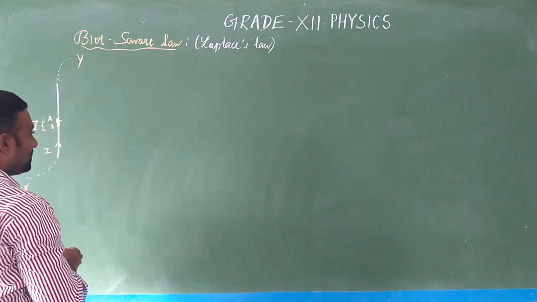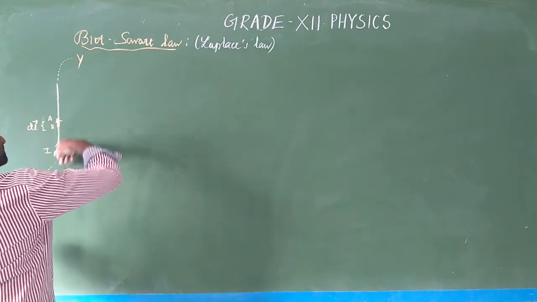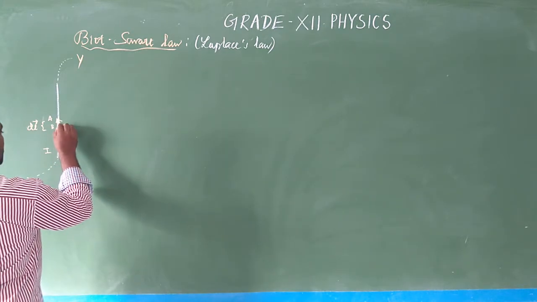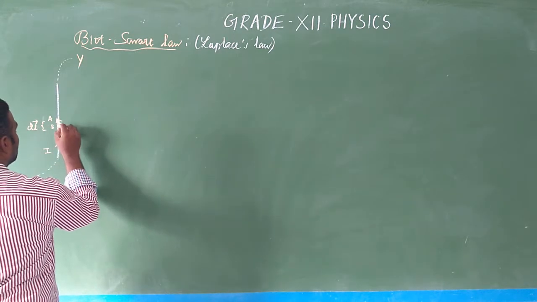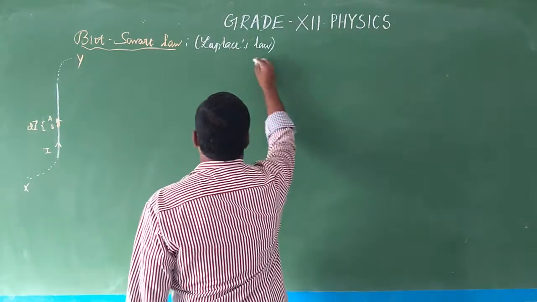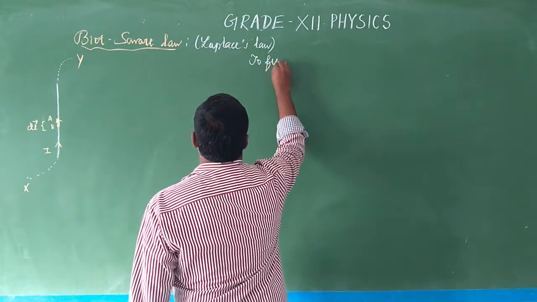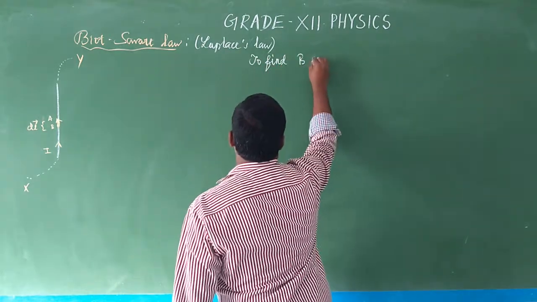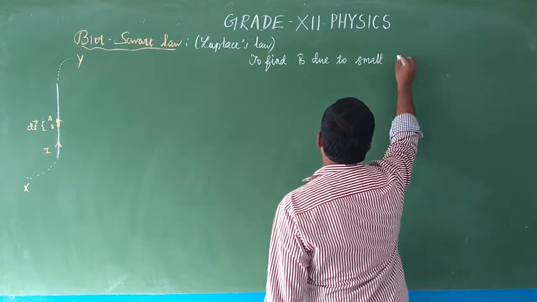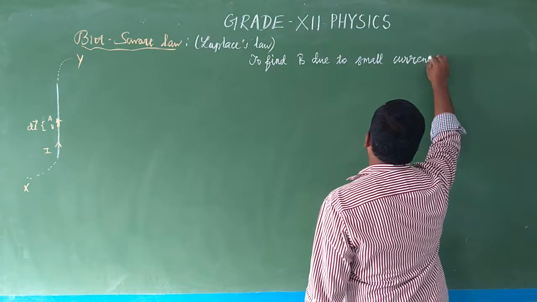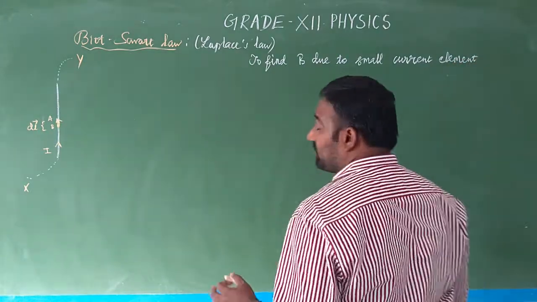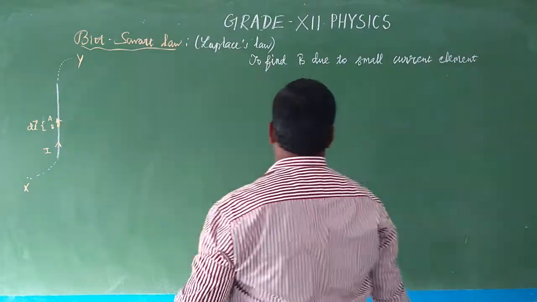This already carries a current, so the small current element produces a magnetic field around it. Our aim is to determine, that is, we want to find only the magnetic field due to the small current element.